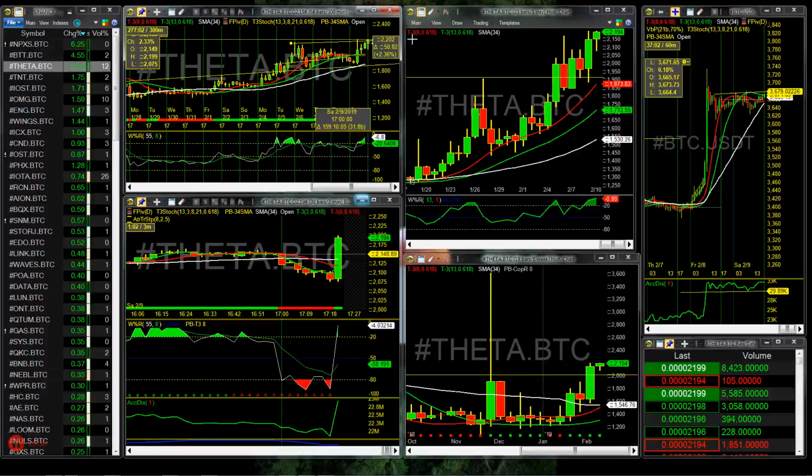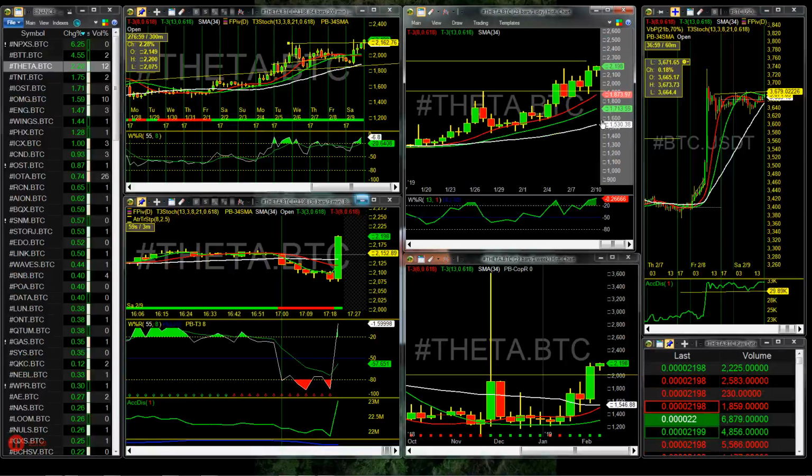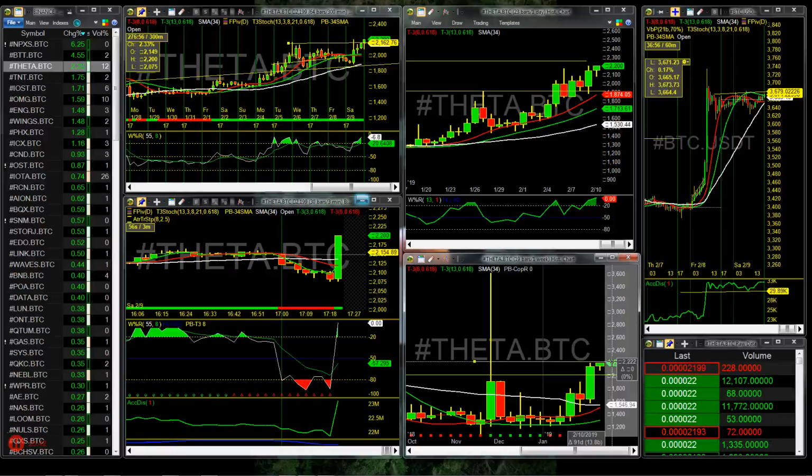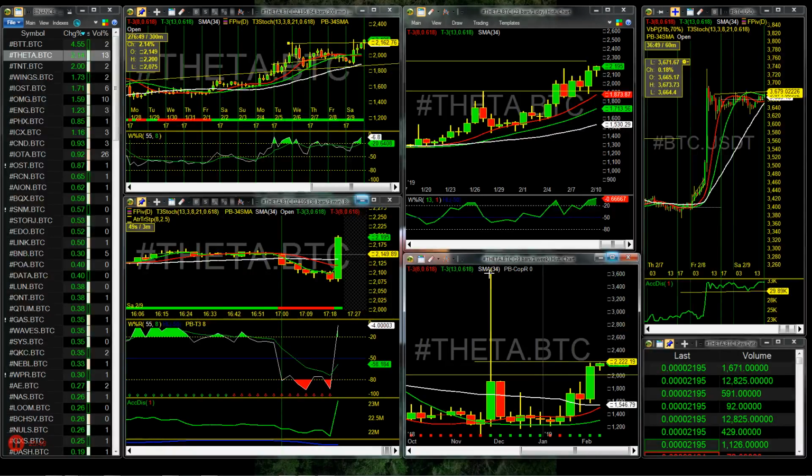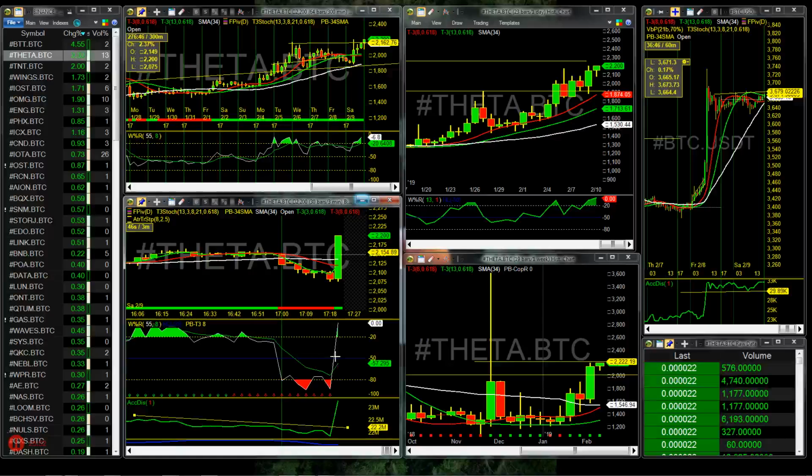Previous high breaks on Theta. Boom. Look at the weekly chart, Theta. Got a trend line break on the accumulation and distribution.